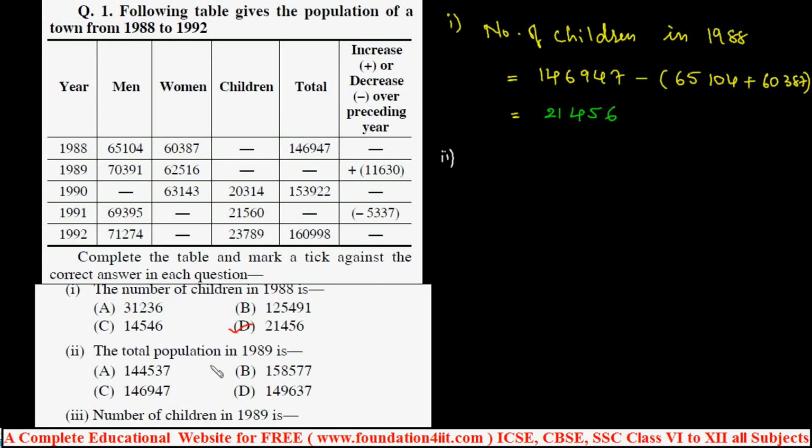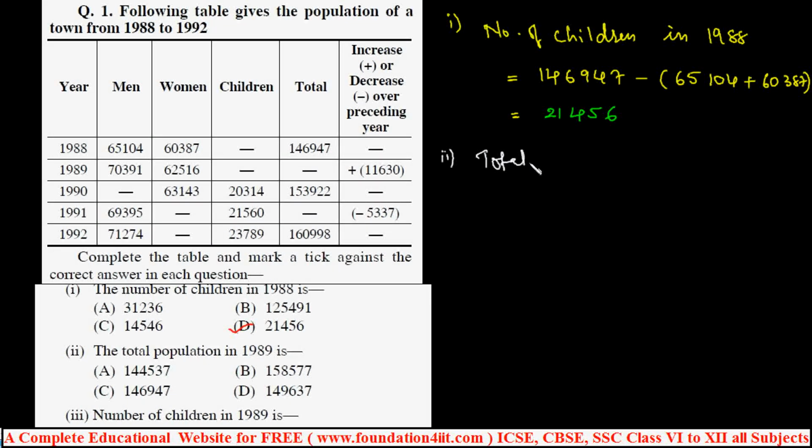See the next one. The total population in 1989 is not mentioned. But we know that this number is the increase over the preceding year, right? So that means we can add these both. This is the 1988 total population, and for the next year this much is increased. So if you add this, it is nothing but the 1989 total population.